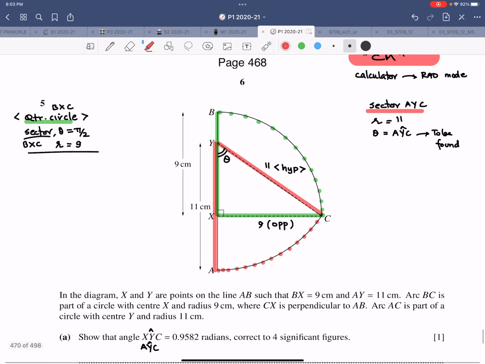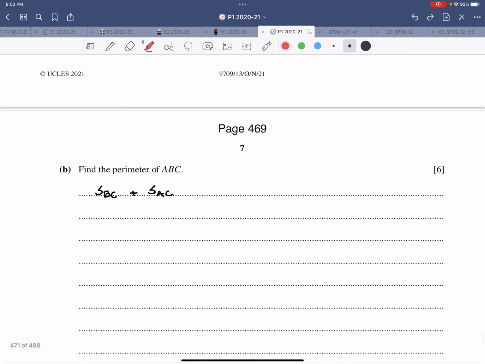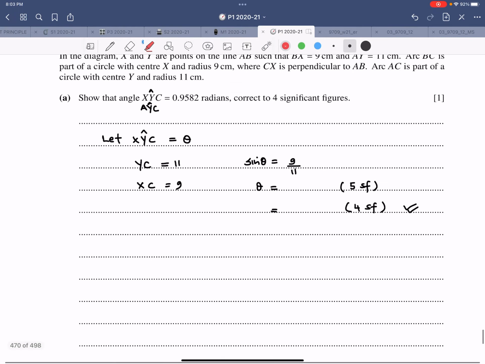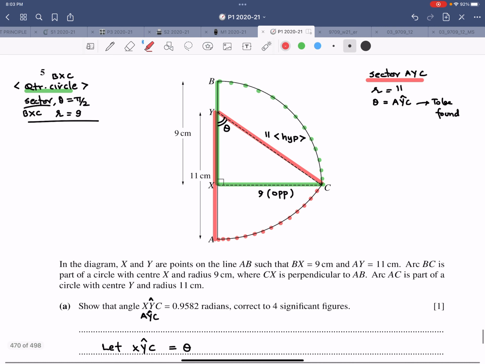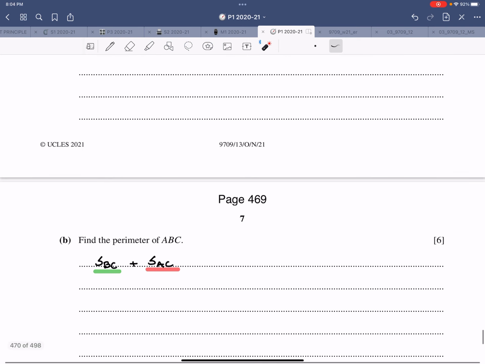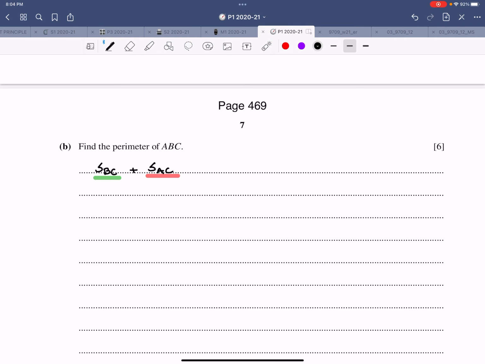So let me just write it like this. BC is the green one. AC is this one. And what else do I need? I need to add this whole thing. Now this whole thing up till here is 11. So if I am able to find BY, I need AY plus YB. So I need AY and I need YB, and that would be the perimeter of the shape ABC. Now let's calculate each one separately.